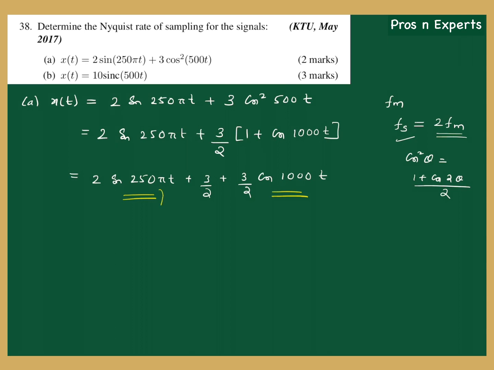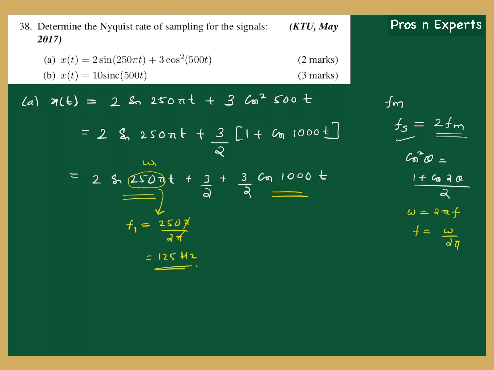So what is the frequency component of this term? Let me denote it as f1. So what is f1? 250 pi is omega, or omega 1. And we know omega and f are related as omega is equal to 2 pi f. So what is f? f is omega by 2 pi. So you identify omega here, divided by 2 pi. So f1 equals 250 pi by 2 pi, which will give you 125 hertz. So the frequency associated with this sinusoid is 125 hertz.